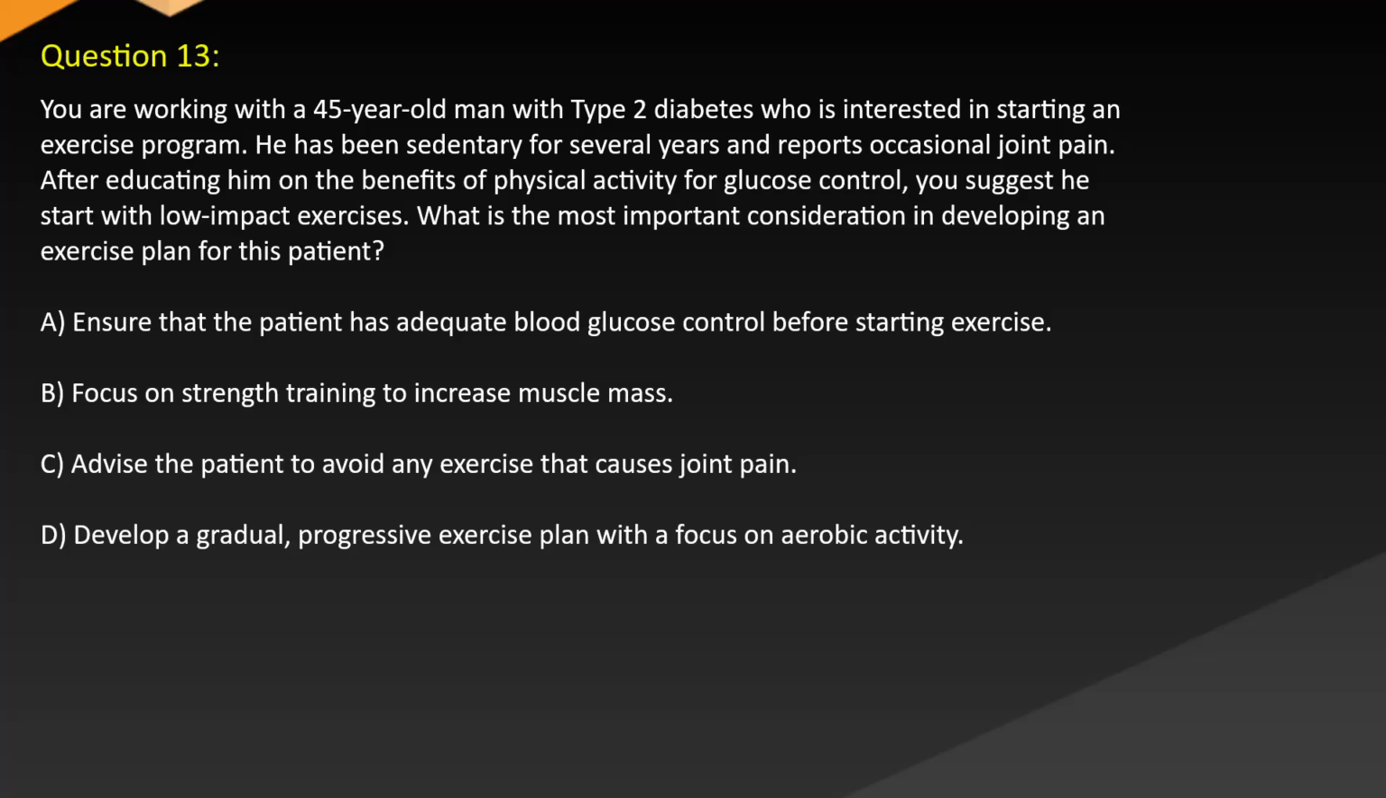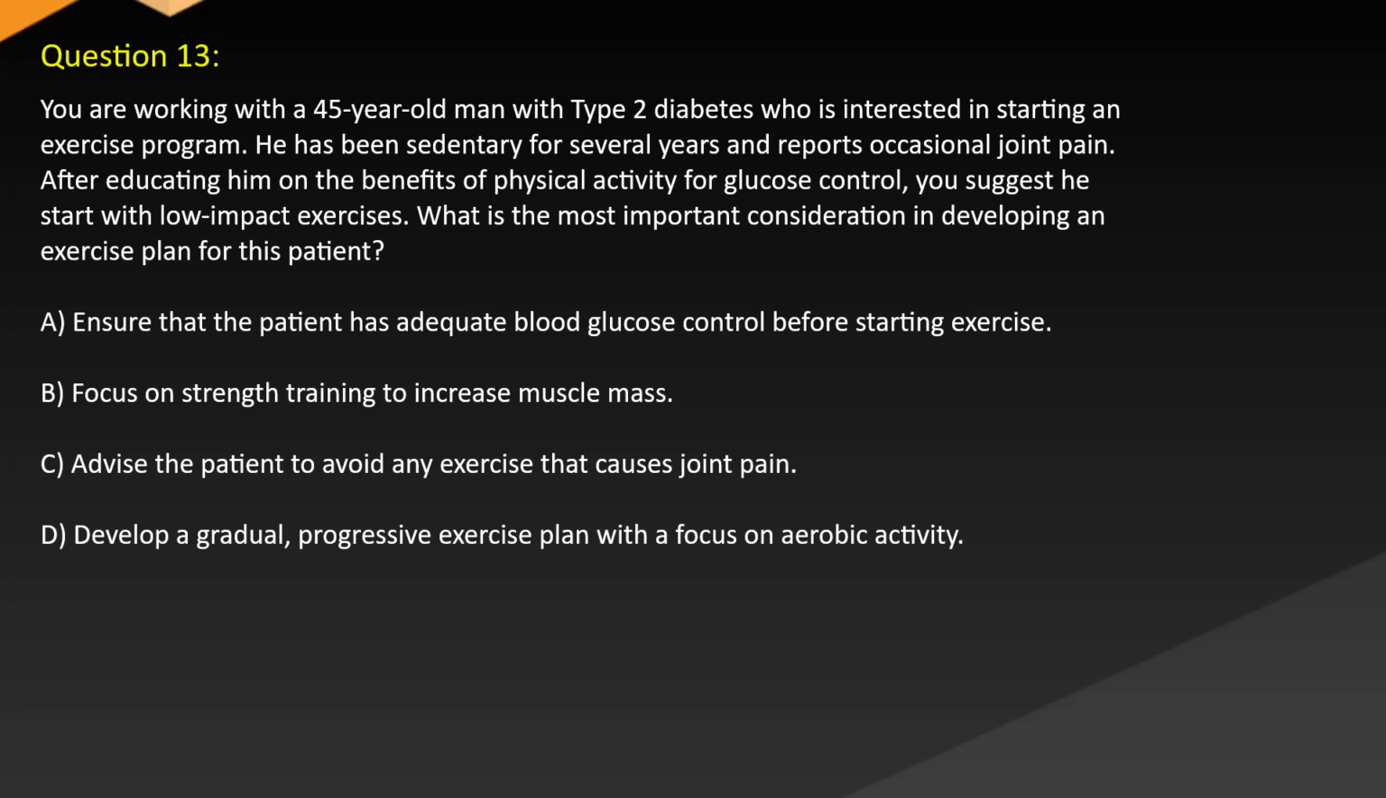He has been sedentary for several years and reports occasional joint pain. After educating him on the benefits of physical activity for glucose control, you suggest he start with low-impact exercises. What is the most important consideration in developing an exercise plan for this patient?